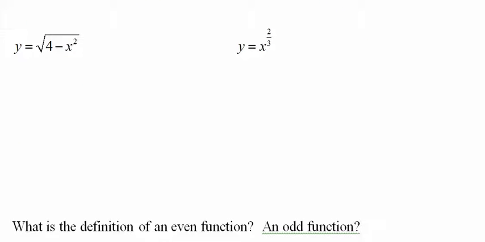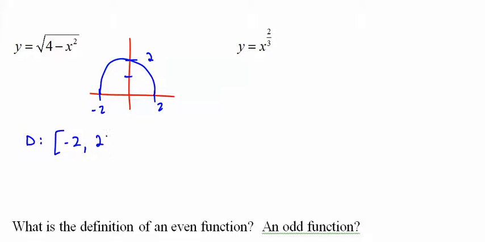Two more. Again, I've graphed these before. You can just throw them in your calculator and see what they look like. This is half a circle, the upper half, the positive half of a circle. And it goes from, I should not have put arrows in there, it goes from 2 inclusive to negative 2. And it goes up as high as 2. So the domain is negative 2 to 2. And if I put in 2 or negative 2, it works. And the range is 0 to 2.